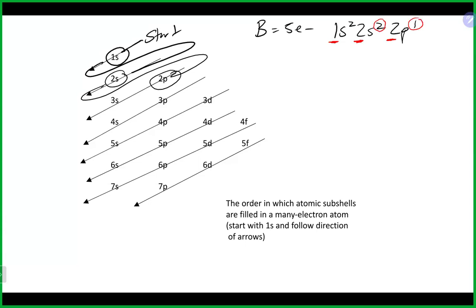On the second energy level, again, if you think about it like a hotel and the energy levels are different floors, on the first energy level, we only have an option of 1 room on that floor, and that's the s to put electrons in.